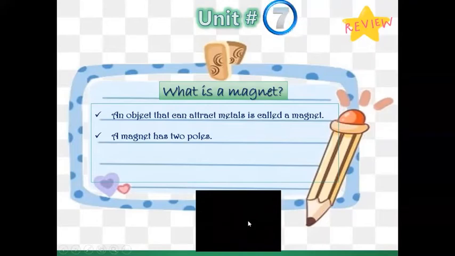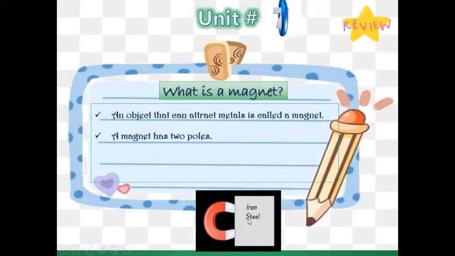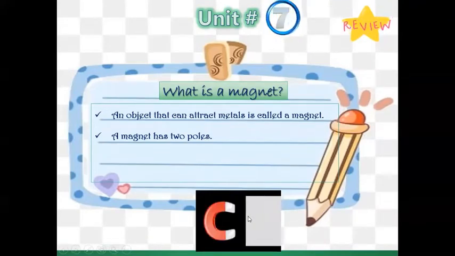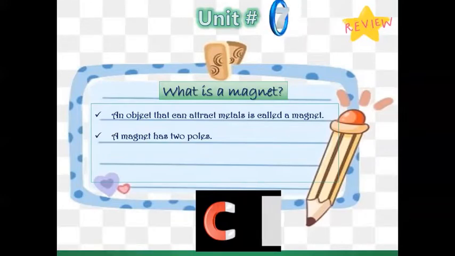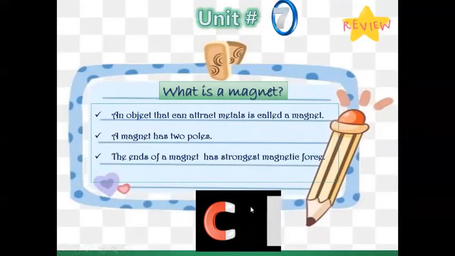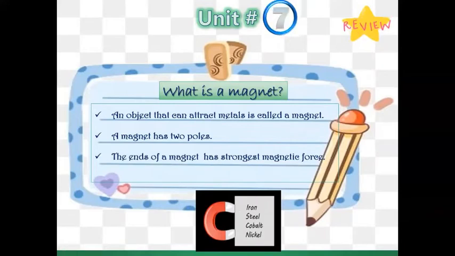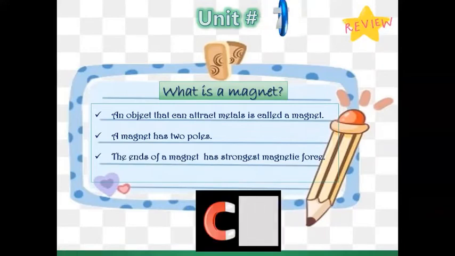So how do we classify magnets into different types? One of the ways we can classify them is based on their occurrence, that is, whether they are naturally occurring magnets or artificial, man-made magnets.